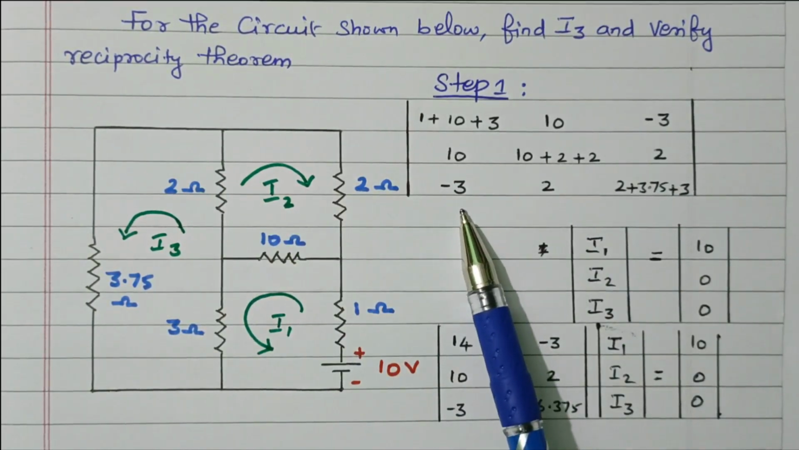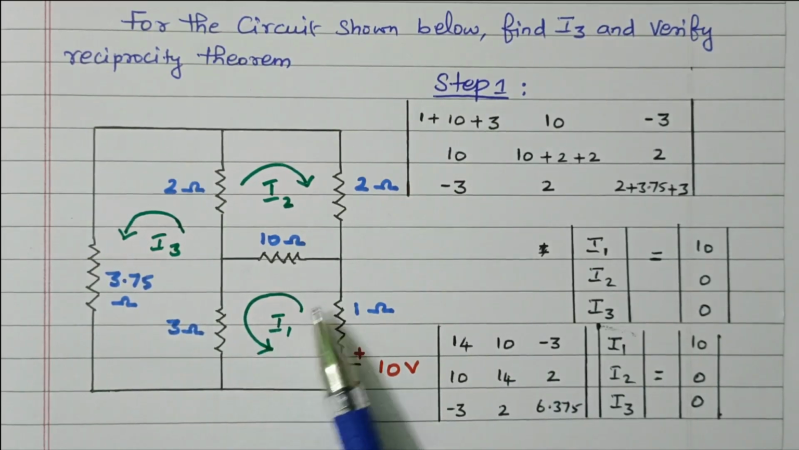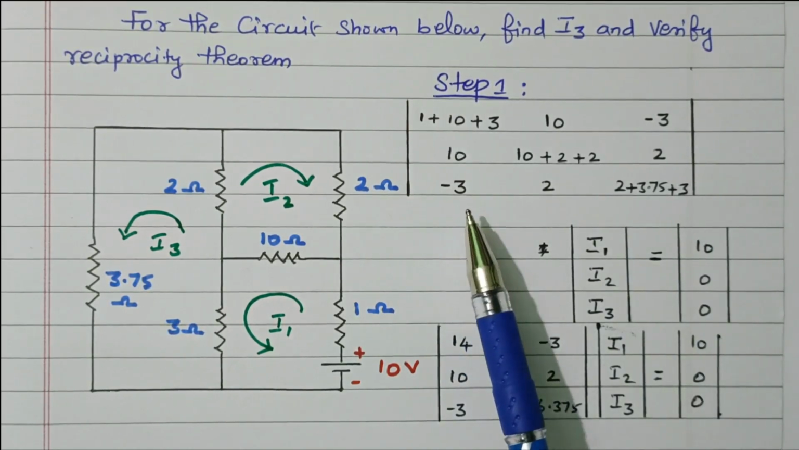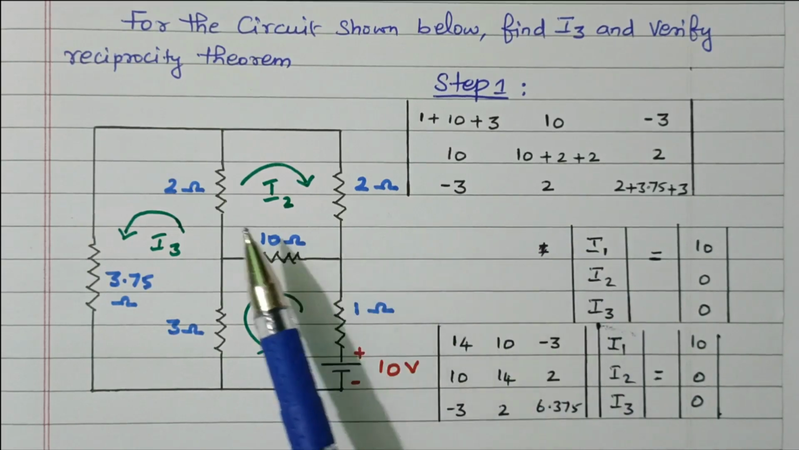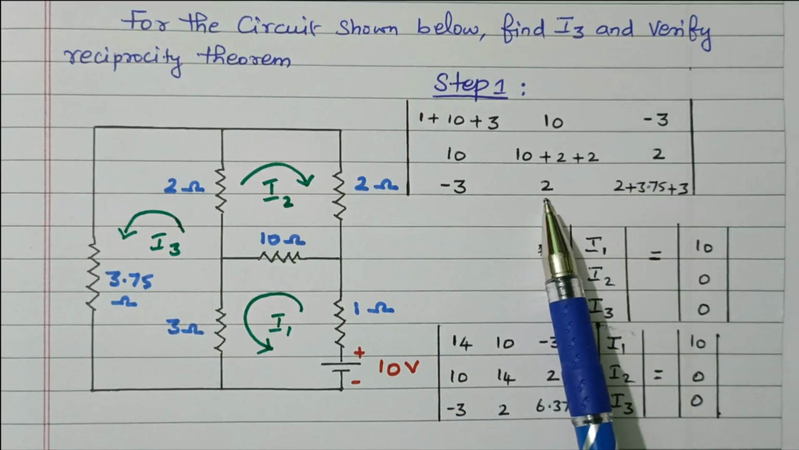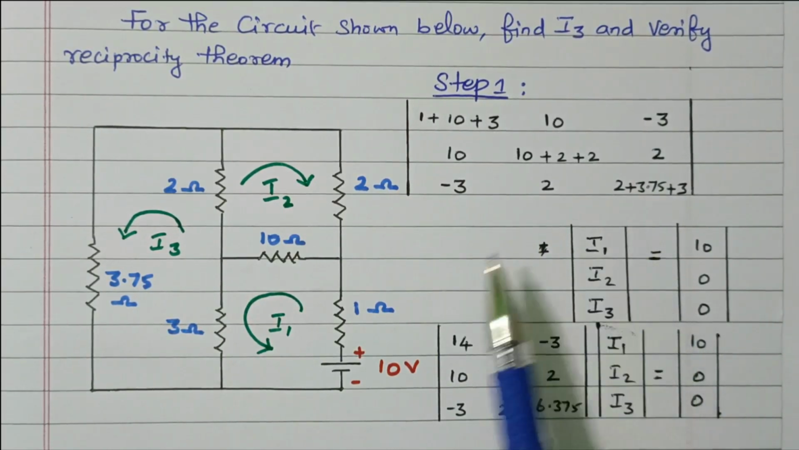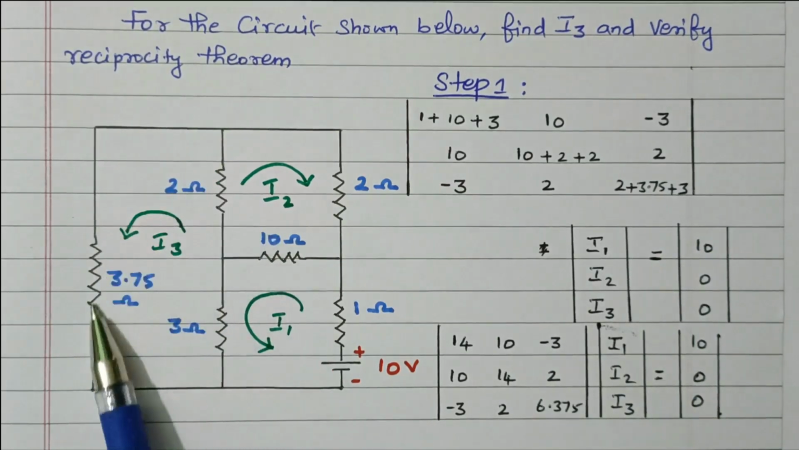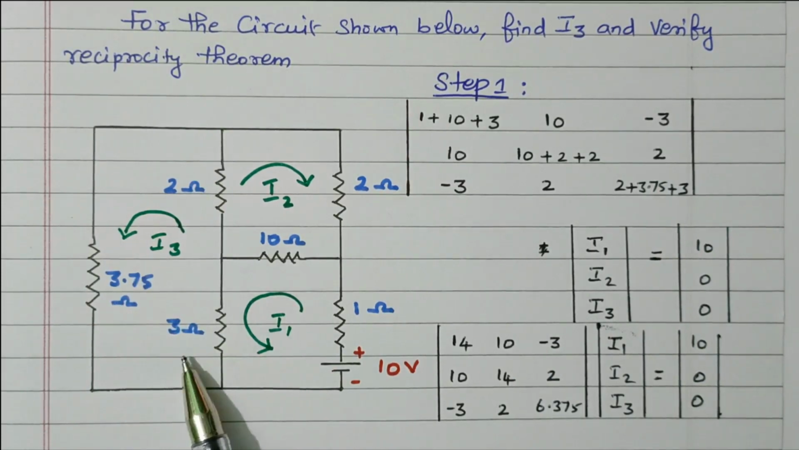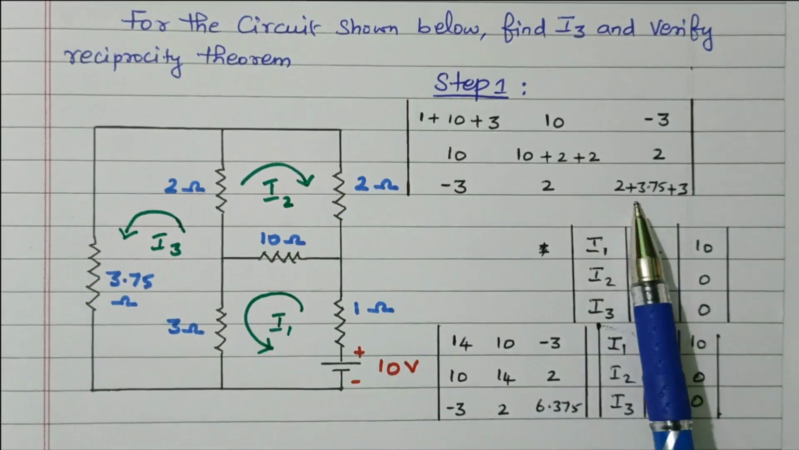This is R31, the resistor commonly available between the third loop and first loop, that is minus 3. Very similar to this, this is R13, this is R31. Then this is R32, between the third loop and second loop. This is 2 ohm, very similar to this: this is R32, this is R23. And the final one, this is R33, the resistance available in the third loop. What are the resistors available? 2 ohm, 3.7 ohm and this 3 ohm. So the total resistance available in the third loop is this one.